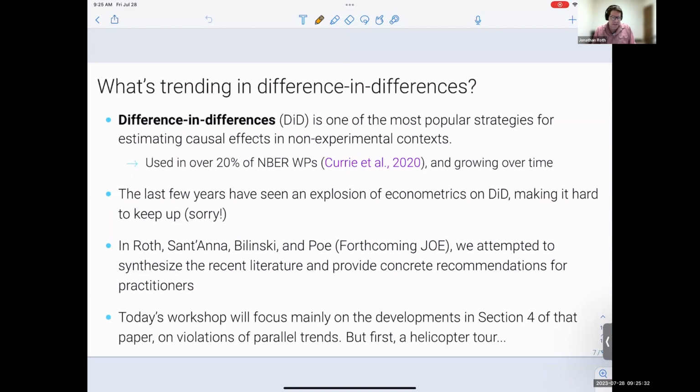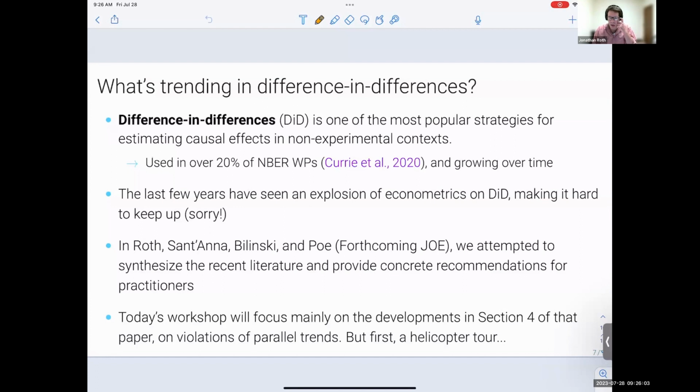So if there are topics that I don't cover today, including some of the ones that people have mentioned in the chat, like staggered differences, continuous treatments, stuff like that, which I won't go into too much specifics about today, almost all that stuff's in our review paper, so definitely encourage you to check that out. Today's workshop is going to focus mainly on the developments in section 4 of that review paper, somewhat selfishly, mainly focusing on my own work.